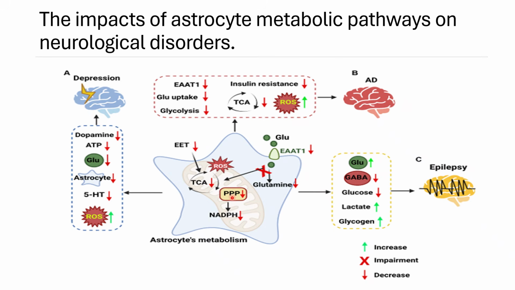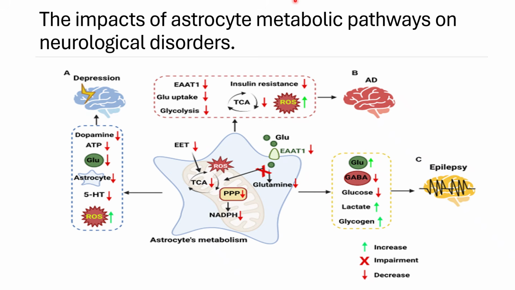We have the PPP. We have the TCA cycle, and we have the increase in ROS formation. So these changes in astrocytes lead to a decrease in dopamine, ATP, glutamate, serotonin, and also majorly ROS, but in this case, ROS is what is increased.